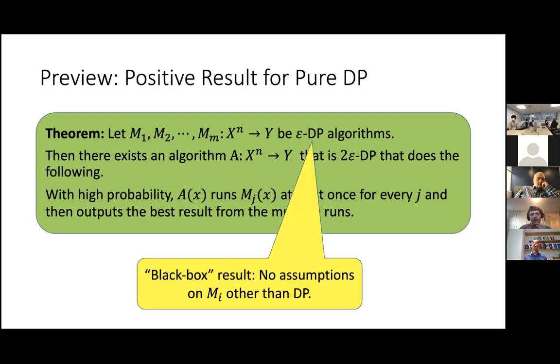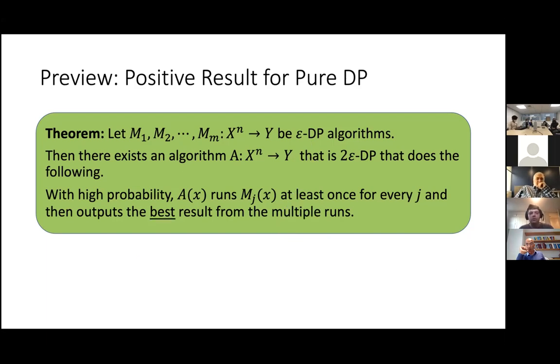I'll just highlight a couple of the features here. The first one is that this is a black box result. We're not making any assumptions on these algorithms other than they satisfy differential privacy. So not opening them up and applying tools that depend on the internals of the algorithm.